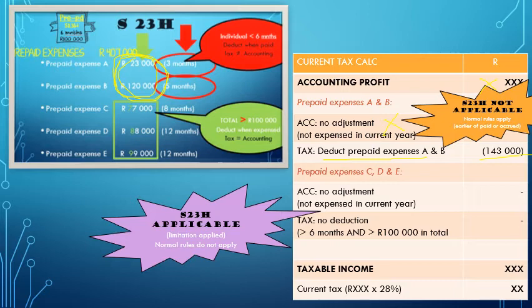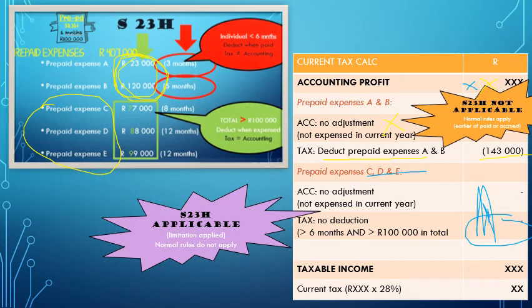However, for prepaid expenses C, D, and E, we saw that now Section 23H is applicable. We're not allowed to follow the normal tax rules and deduct these prepaid expenses. We actually now have a situation where our accounting and our tax treatment is the same, which means the amounts were not included in our accounting profit. Just remember, none of the prepaid expenses are included in our current year accounting profit. However, we are also not allowed to deduct it for tax purposes. So no adjustment is necessary for prepaid expenses C, D, and E.